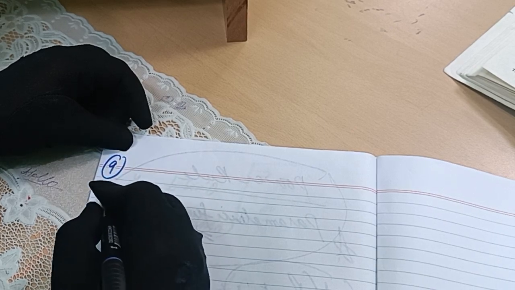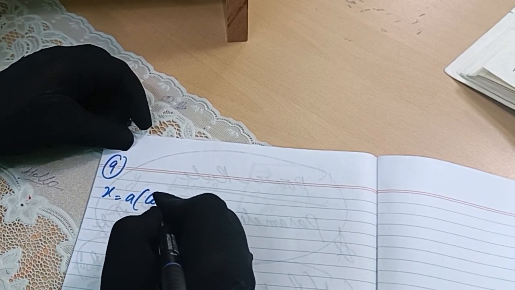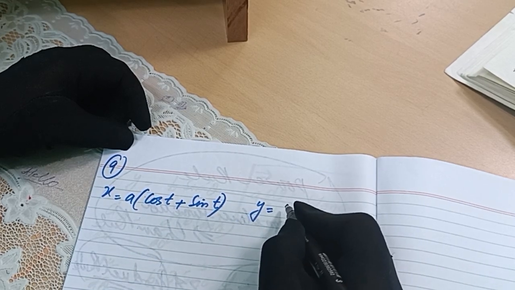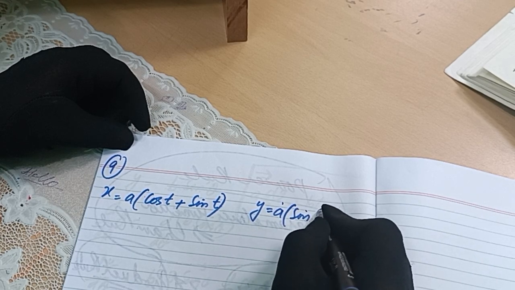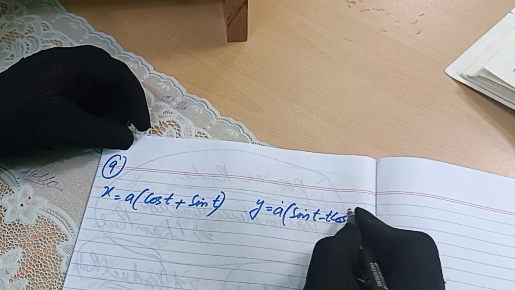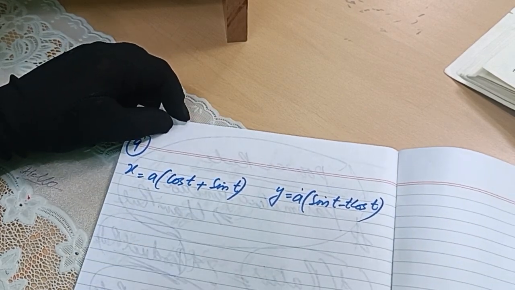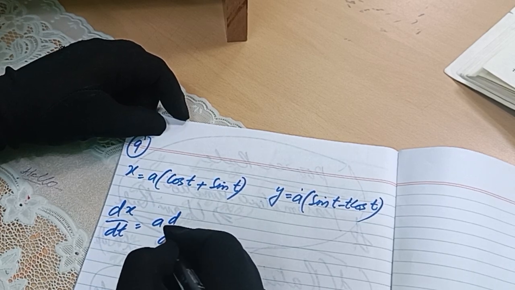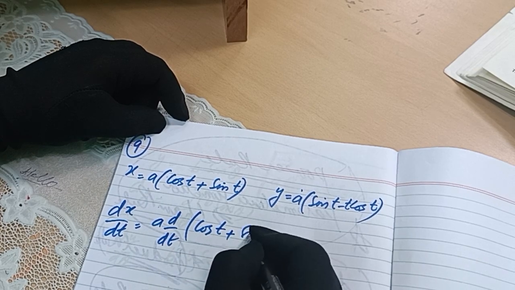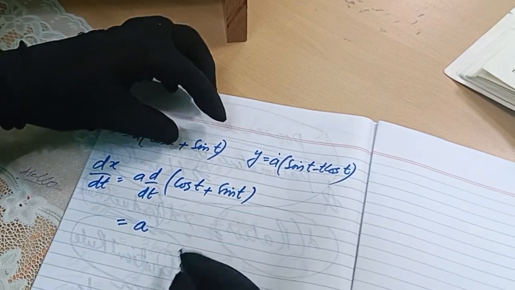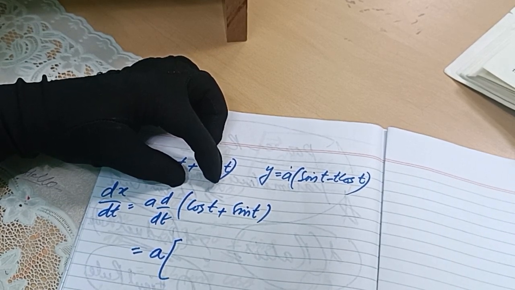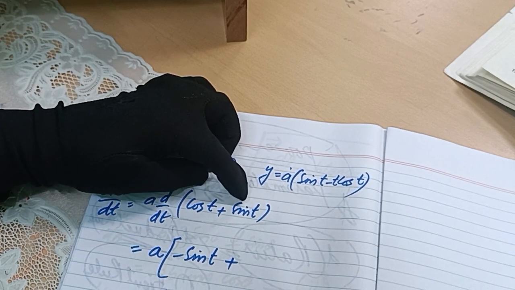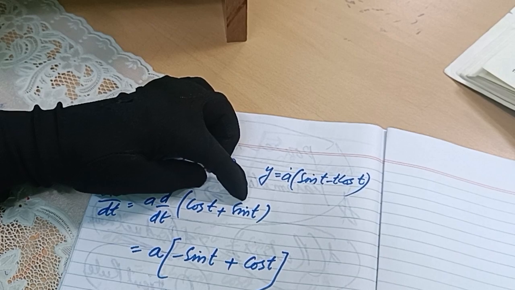Number 9. In this one, x is given as a times cos of t plus sine of t, and y is given as a times sine of t minus cos of t, with t also. So differentiate with respect to t. dx by dt: a is a constant, d by dt of the full function cos of t plus sine of t. a as it is. What is the derivative of cos? It is minus sine of the angle, and dt by dt is 1. What is the derivative of sine? Cos t. Okay? So leave it as it is.